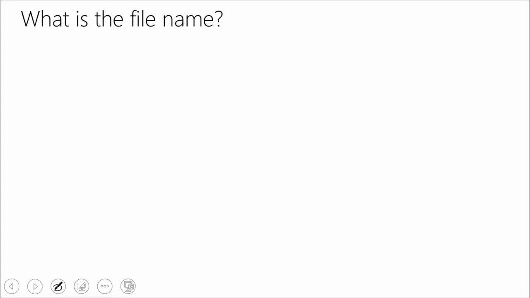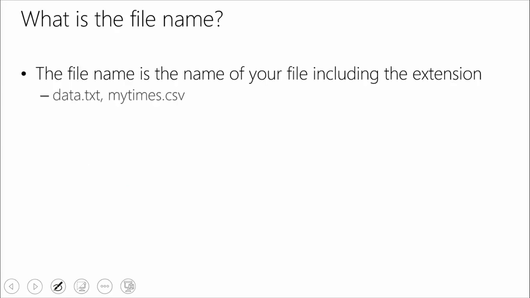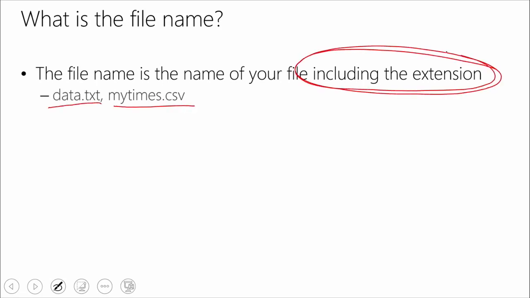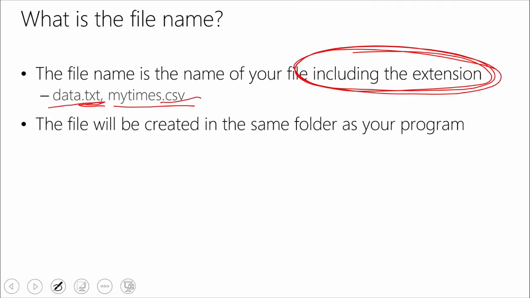Yep. Now let's start off with that file name. What is the file name? This is, of course, wherever it is that you're going to be outputting it to, including the extension. So if you want it to be CSV, specify CSV. If you want it to be a text file, specify .txt. Now, if you just specify the name of the file and you don't specify the full path, then by default, the file is going to be created in the same folder as your program.